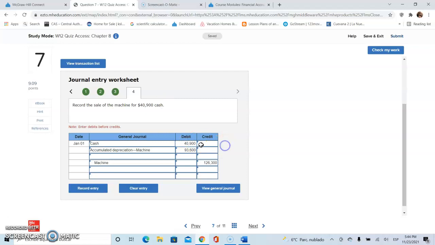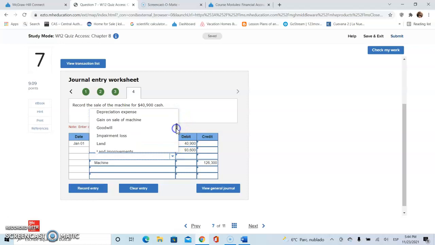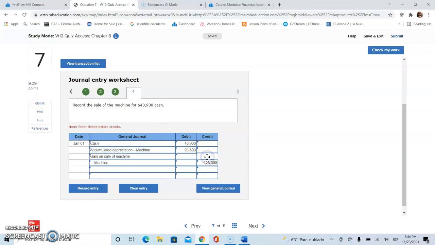So we record the cash that we receive, which is 40,900. As we can see, the amount that we received for this transaction is over the book value of the machine, which is 32,700. So in this case, we credit gain on sale of the machine for the difference. In this case, it's $8,200. And we record the entry.